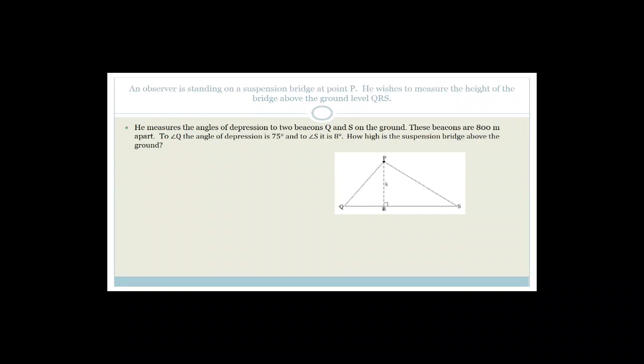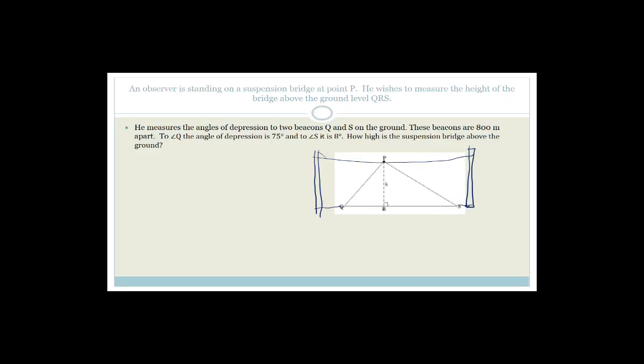All right. This is another typical type of question that they like to ask in the exams, but this time they've filled in the information in the words, and now you need to translate that into your diagram. It says an observer standing on a suspension bridge at point P wishes to measure the height of the bridge above the ground, level QRS. So in other words, he's on a bridge. Here's a bridge, he's on the bridge, and there's the ground.